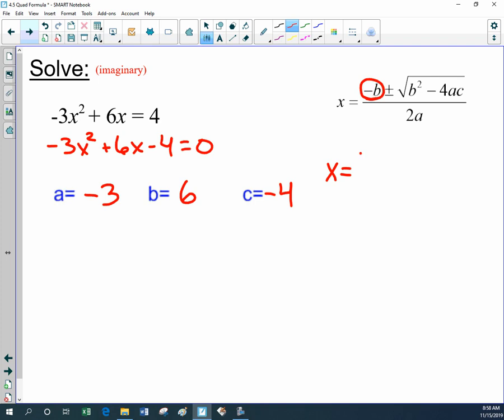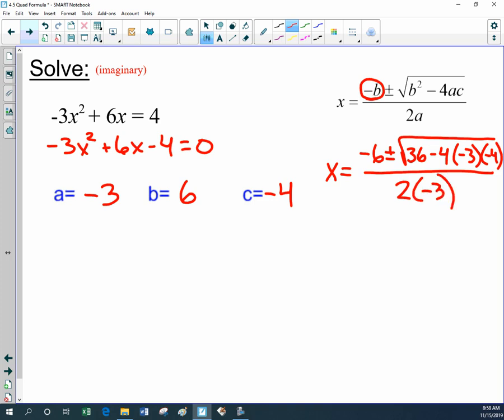So opposite of B here would be negative 6 plus or minus, okay, B squared, 36 minus 4 times A times C all over 2 times A. Okay, and then again, type this, not the radical, type this into your calculator and see what that number is. Okay, what number do you get that goes inside the radical?